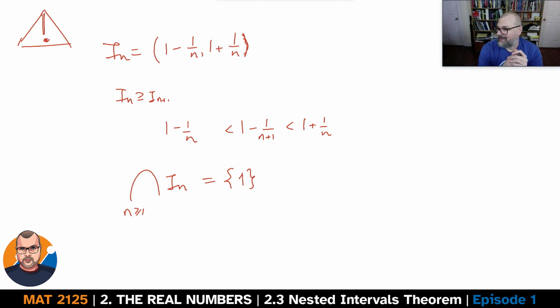But this is not because of the nested intervals theorem. The nested intervals theorem only applies if the nested intervals are closed intervals. In this case, it's a coincidence that the intersection of a bunch of nested intervals ends up being this singleton 1.